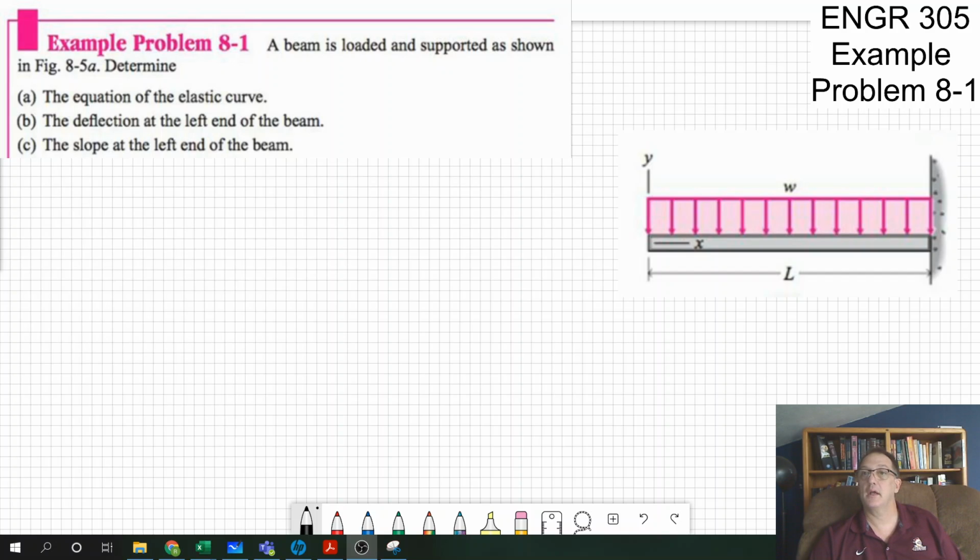Example problem 1. A beam is loaded and supported as shown. It has a uniform load W over the entire top of the cantilever beam. So what they're looking for is the equation of the elastic curve.